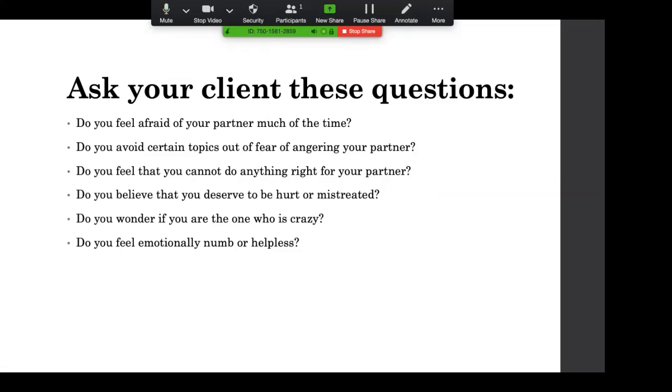So the first question you would go into is, do you feel afraid of your partner much of the time? Do you avoid certain topics out of fear of angering your partner? Do you feel that you cannot do anything right for your partner? Do you believe that you deserve to be hurt or mistreated? Do you wonder if you are the one who is crazy? Do you feel emotionally numb or helpless?